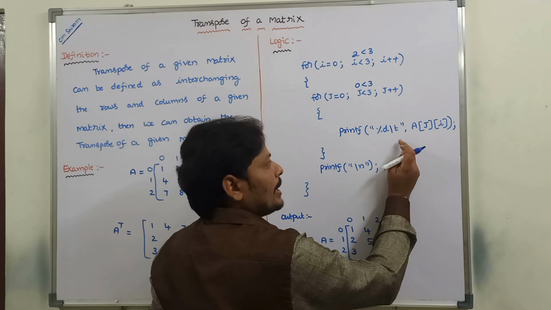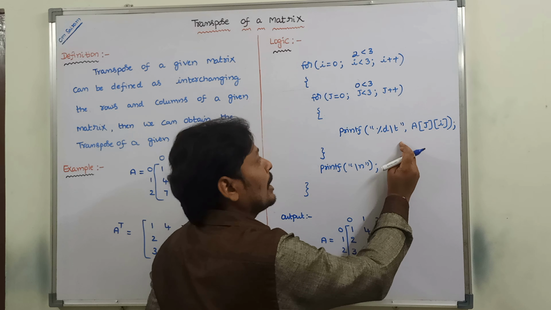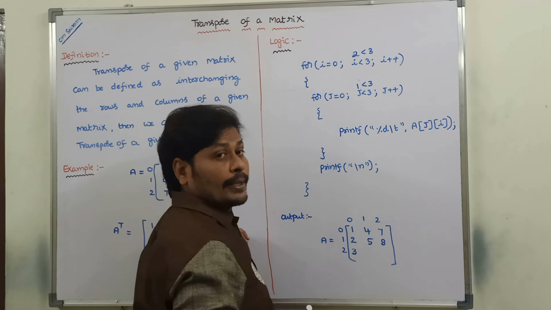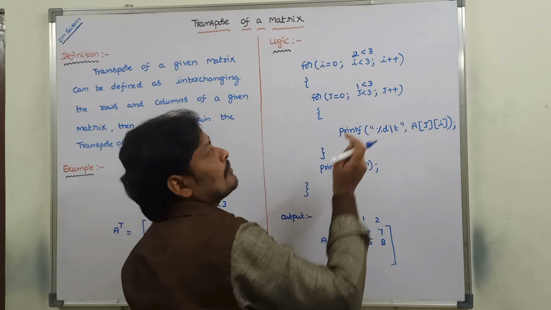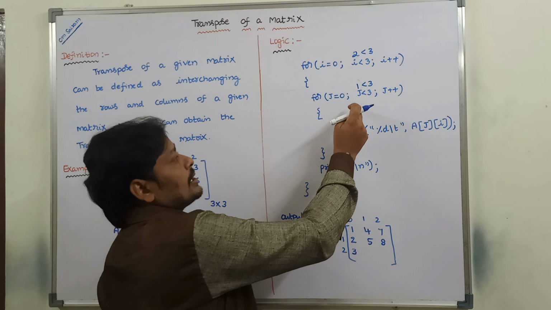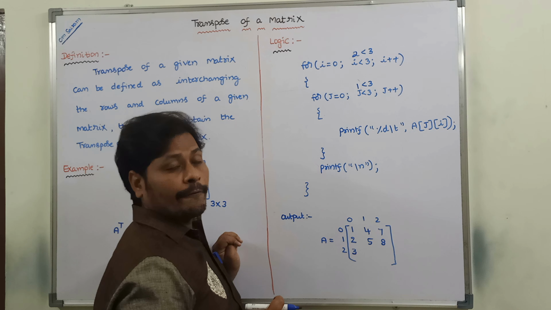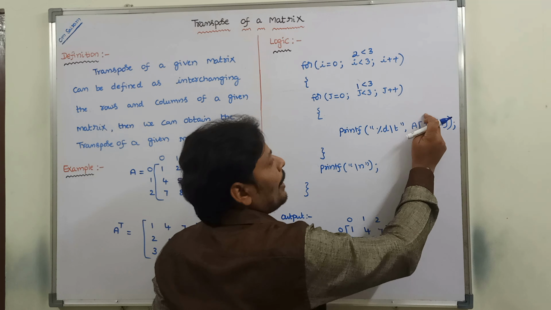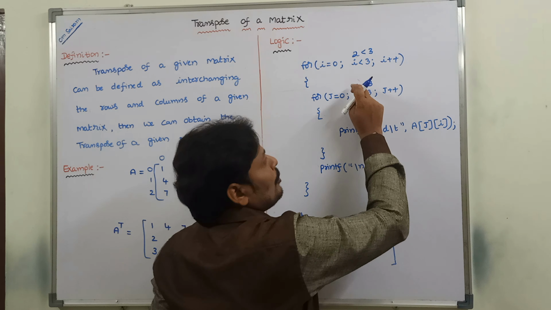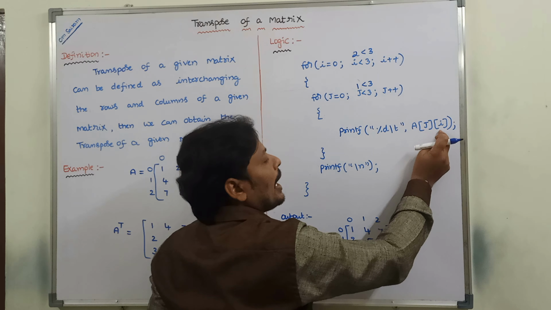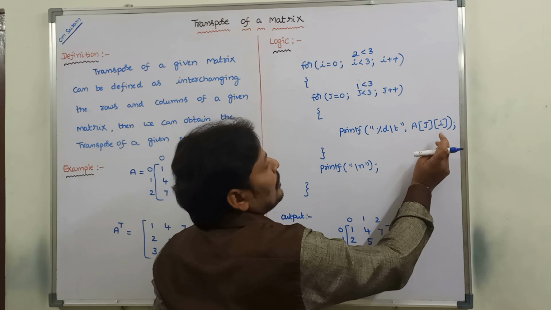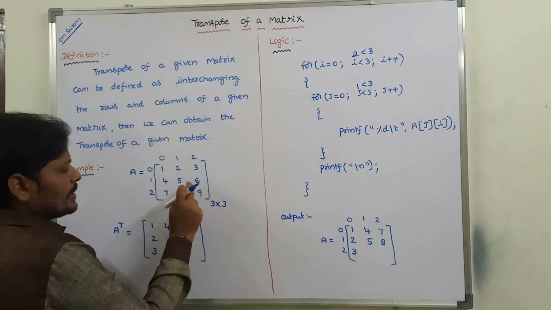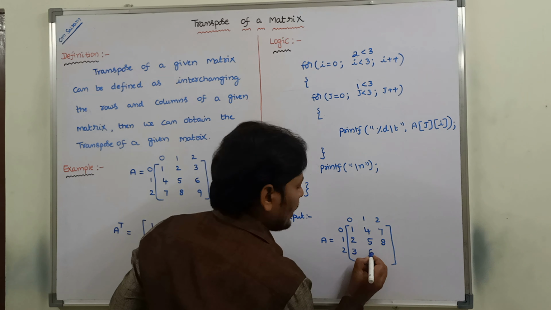After executing the statement within the body of the inner for loop, again j value is incremented. Now j value becomes 1. Previously it is 0, now it is 1. 1 less than 3, condition true. If the condition is true, then the control goes to the body of the inner for loop. printf("%d\t", a[j][i]). What is j value? j value is 1. What is i value? i value is 2. a[1][2] element is 6. So that element is printed here.